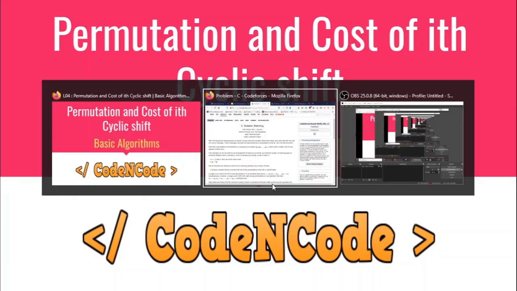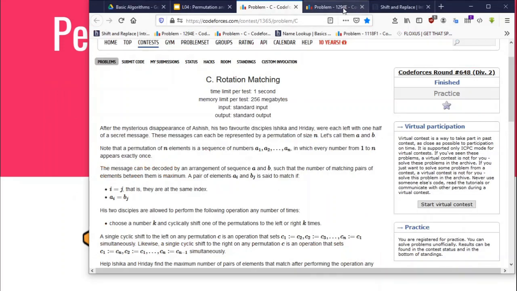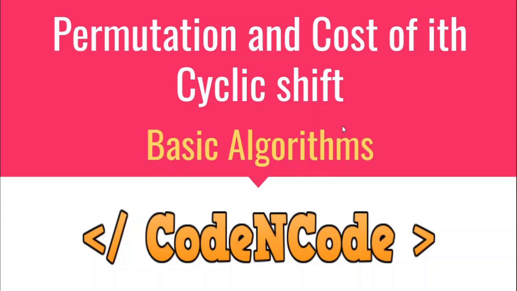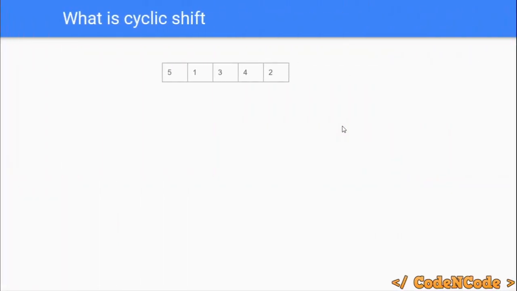And the other problem that I see is, I guess, the E problem from Div 3. I don't know, we'll see that in a moment. So before studying what is the cost of the ith cyclic shift, let's see what a cyclic shift is. If you already know, you can simply skip this part.